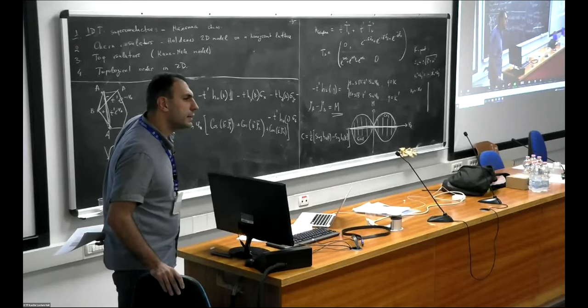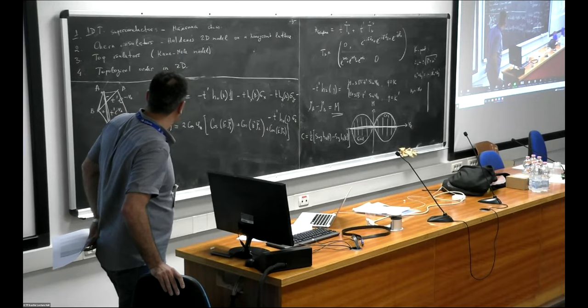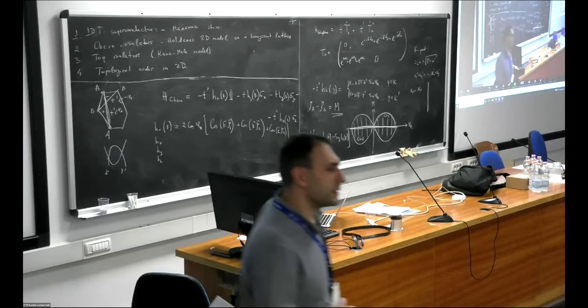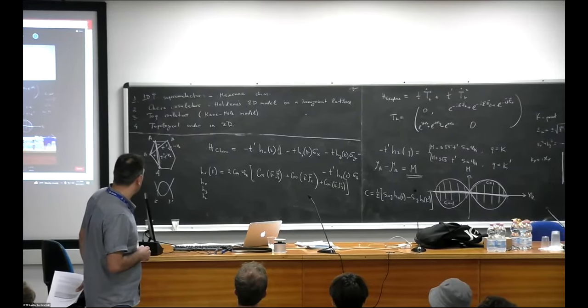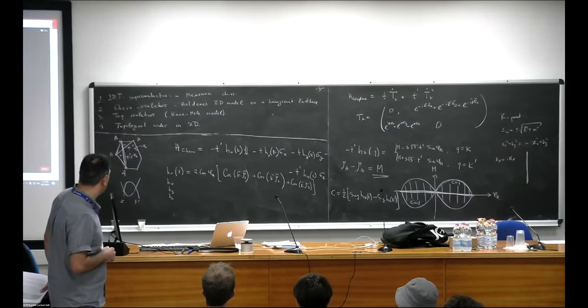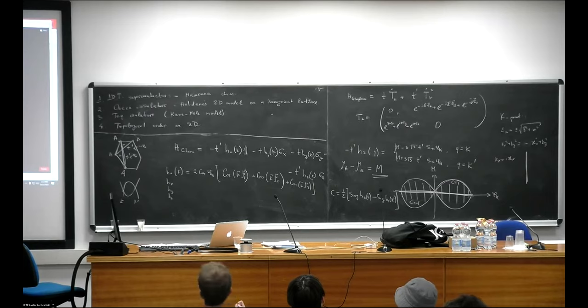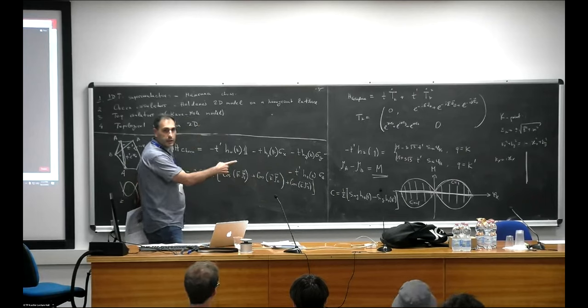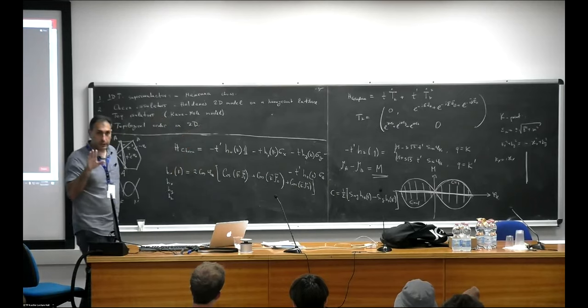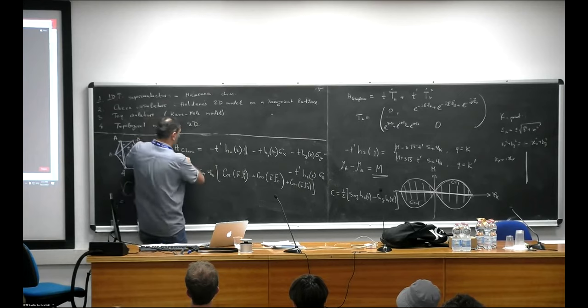Yes. Can you say it again? Can you speak a bit louder? The fact that the t and t prime parameters are the same in the H Chern and the H graphene. T and t prime are entering into here and here, and then what? And you also introduced them in the graphene model in the very beginning. Right, in the graphene model, it enters the same way. This structure is the same, right?